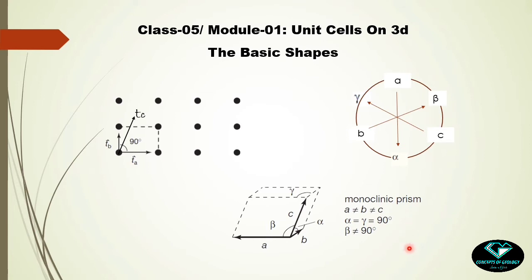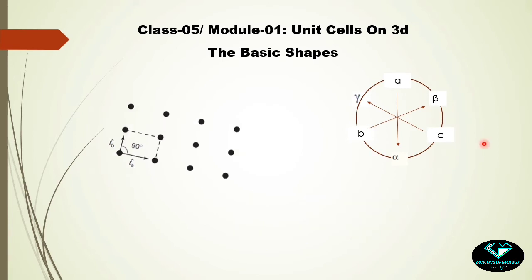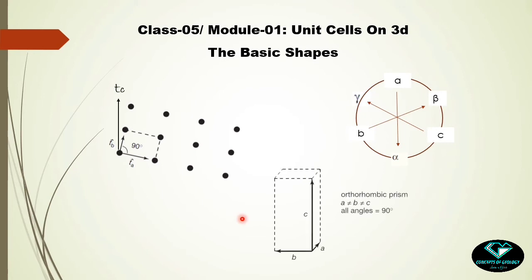The cell metric is here A not equal to B not equal to C, no vector is equal here, but alpha equal to gamma equal to 90 degree and beta is not equal to 90 degree, it is normally greater than 90 degree. Okay, very fine, monoclinic prism is okay. But in a special case, if the third vector is arranged at a right angle to the basal rectangle, then the resulting unit cell will be an orthorhombic prism.